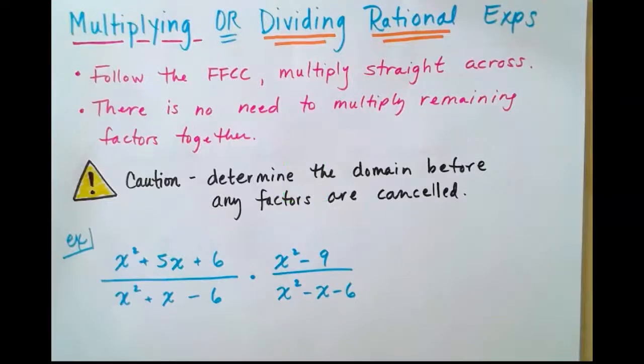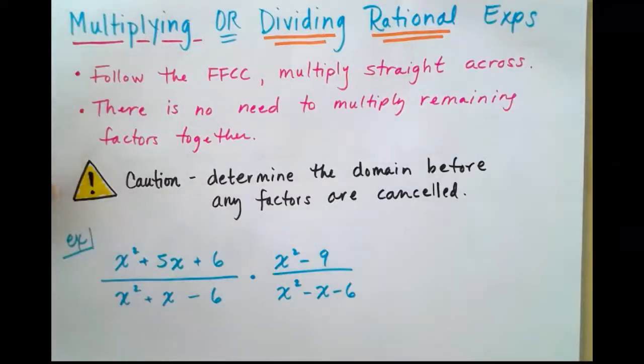So we're moving into multiplying or dividing rational expressions. And we're still going to follow the FFCC rule. And of course, when we're multiplying, we just multiply straight across. And in the end, there is no need to multiply the remaining factors together. Just leave it factored.